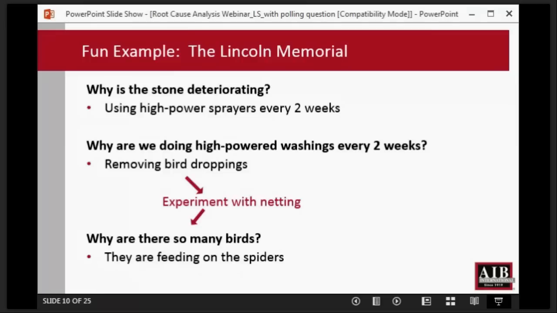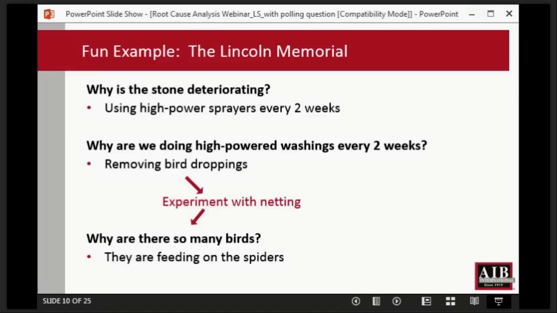So if we are asking why is this stone deteriorating? In this case, they were using high pressure sprayers every 2 weeks. And why are we doing this high powered cleaning every 2 weeks? Because the birds were coming to the memorial and crapping on things. So we did a little experiment. We tried to use exclusion. We came in with netting, which is very expensive, and we put that all over. But we didn't really get to the root cause.